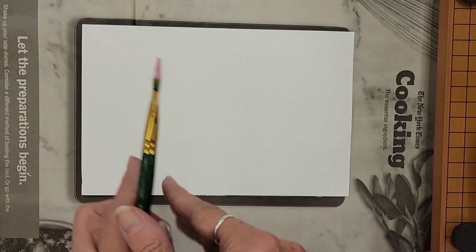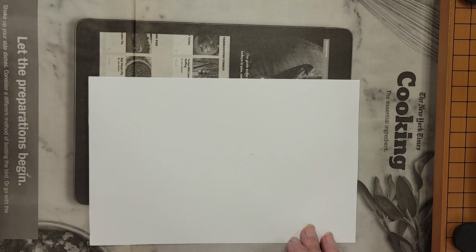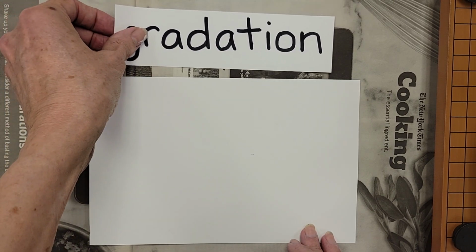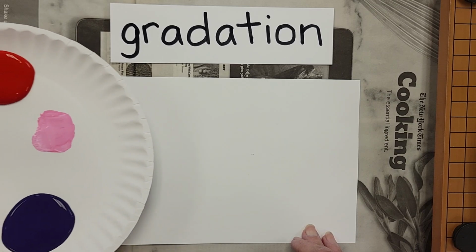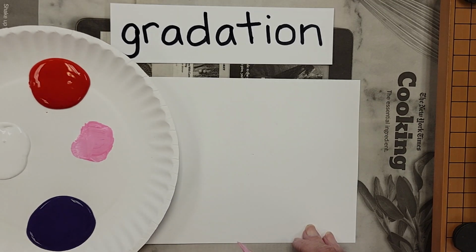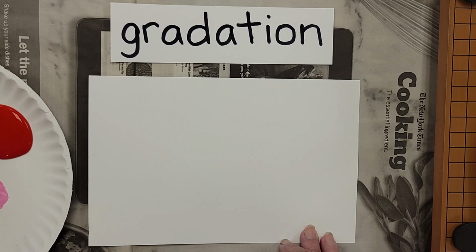Now, when you're creating a gradation of color, I think it's always easiest to start with the color that is lightest in value. So when I'm looking at red and violet, I know that red is the color that has the lightest value. So that's what I'm going to start with. And today when we're creating our gradations, we're going to be blending those tints of colors right on our paper.